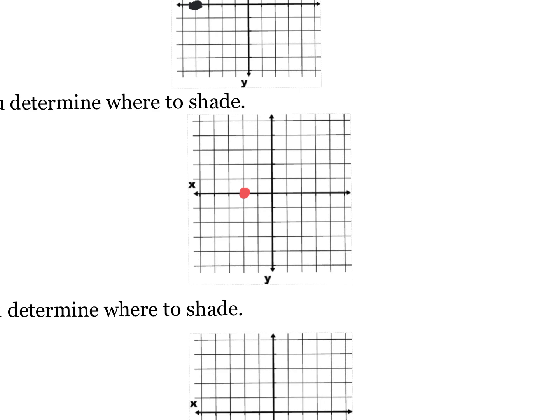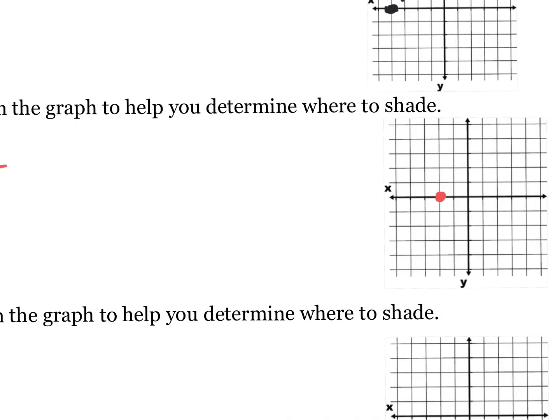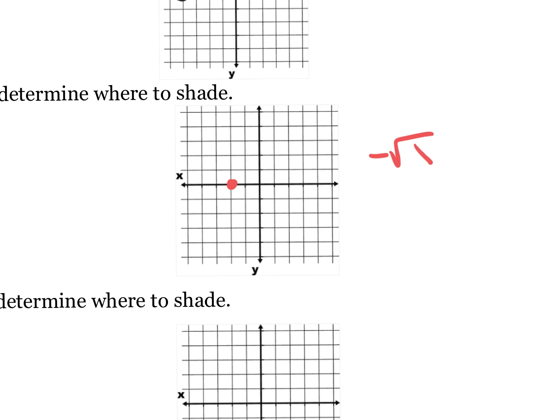Here's how we're going to do it accurately. We took care of that 2, so we just have the negative square root of x left, okay? Let's ignore the negative for right now. What's the square root of 1? 1. And then I would just put a negative in front of it. So instead of going up to 1, I'm going to go down to 1.